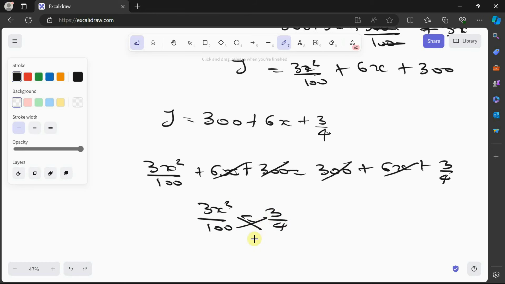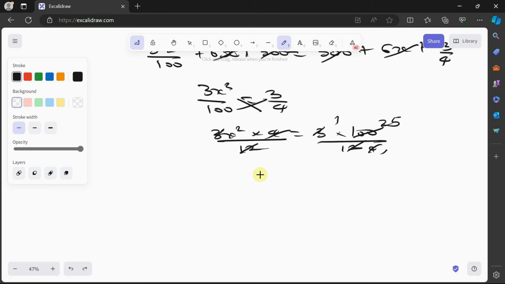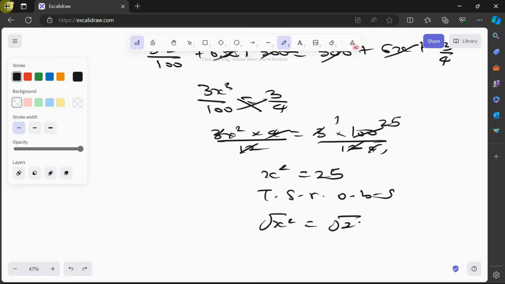So if you cross multiply, this will be 3x squared times 4 is equal to 3 times 100. Let's divide this by 3 times 4, which is 12. So this 3 and this 4 will go: 3 into 3 is 1, 3 into 300 is 100, 4 into 4 is 1, 4 into 100 is 25. So x squared would be equal to 25. To find x, I'll take the square root of both sides. The square root of x squared is x and the square root of 25 is plus or minus 5. But in this case, x cannot be negative. So our x is 5.